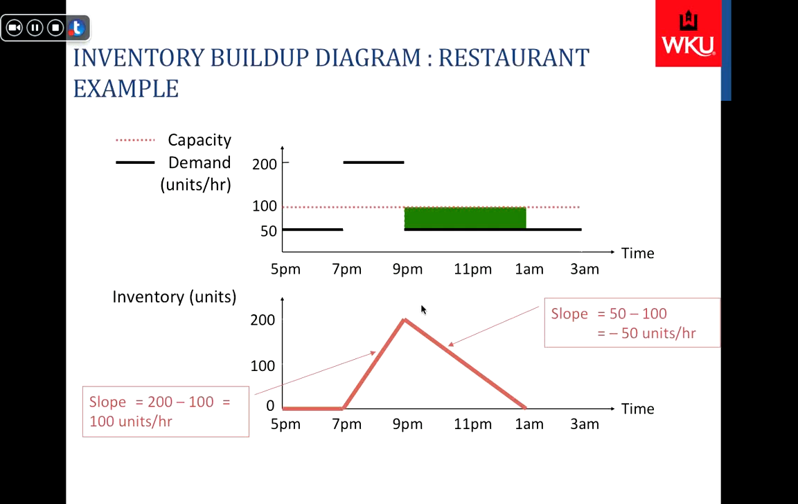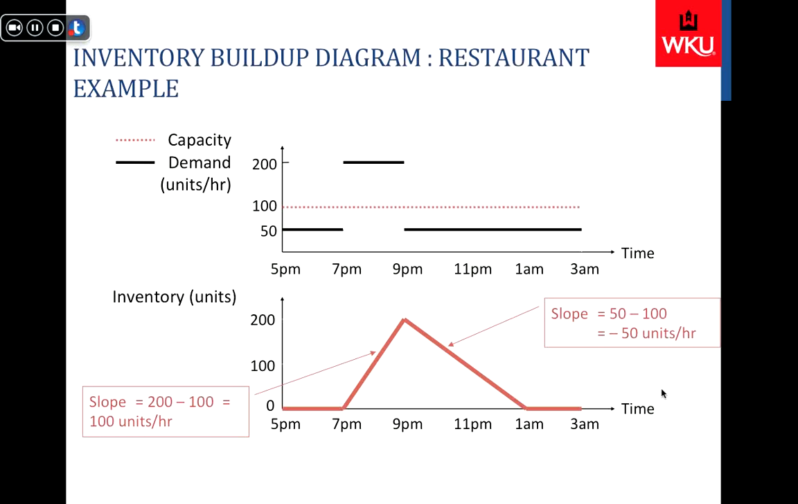So we clear 50 for 1 hour. How long will it take to clear 200? 1 hour for 50, so that means 200 divided by 50, which will be 4 hours. So it will take 4 hours to clear the 200 customers that we accumulated between 7 and 9 p.m. Okay? So 9 p.m. plus 4 means around 1 a.m. we clear out the entire waiting room. And after 1 a.m. we don't have any inventory because our capacity is still larger than the demand. That means there will be no inventory. Okay?